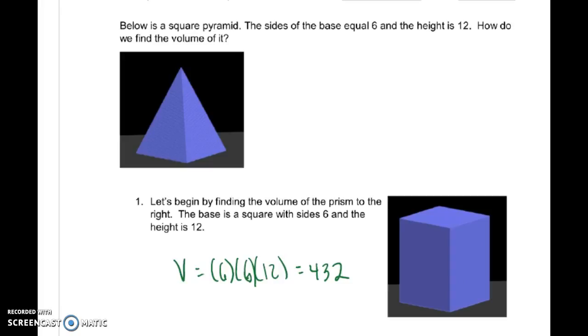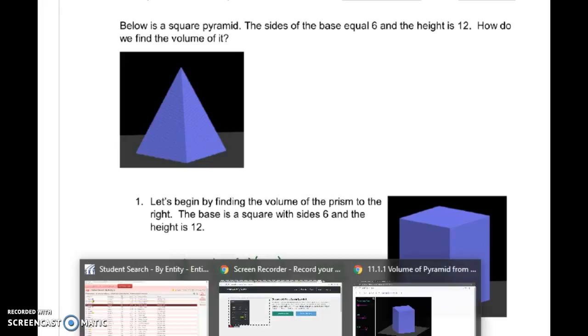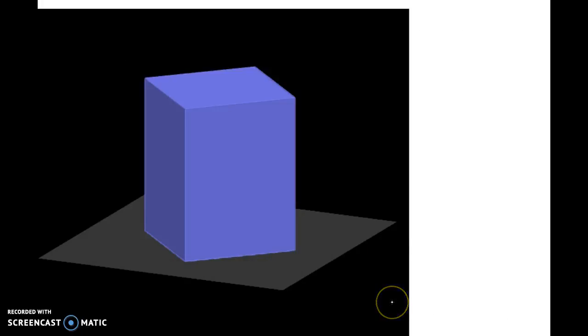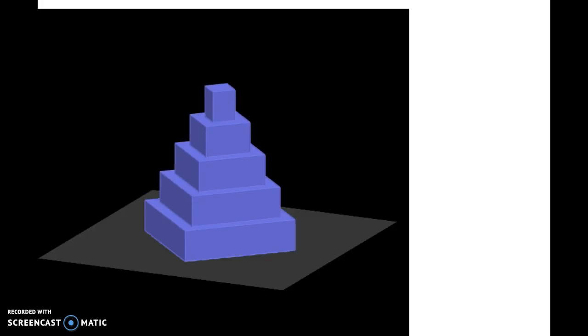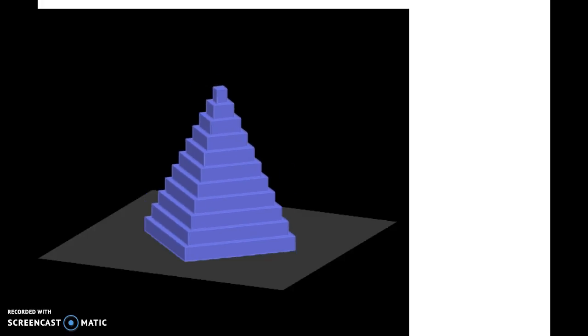Well, the reality is a pyramid is essentially just a bunch of different prisms stacked on top of each other. So let's take a look at this sketch we have here. In this sketch, what we have is a rectangular prism, and as we add more rectangular prisms to this stack, what we end up getting is something that looks more and more like a pyramid.